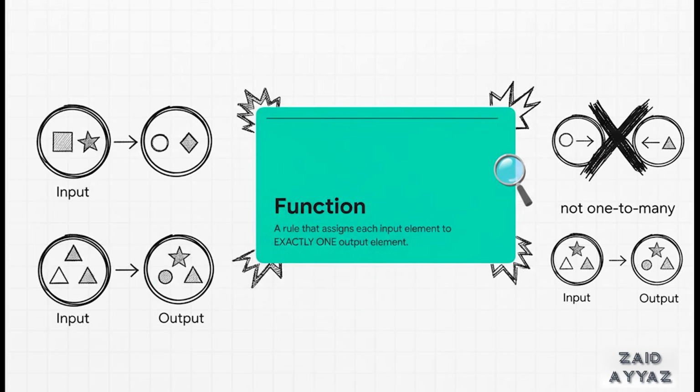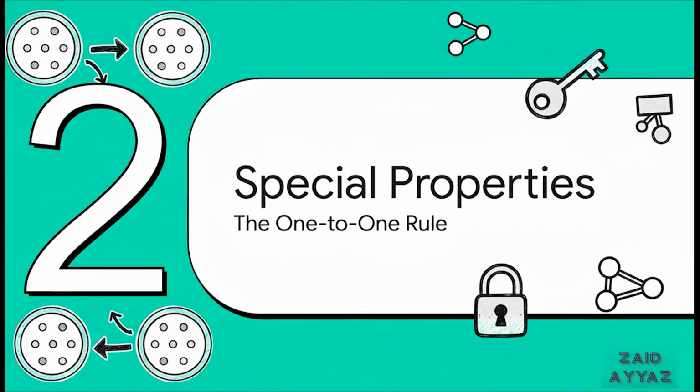And that brings us right to the official definition. A function is simply a rule that assigns each input to, and here's the magic phrase, exactly one output. You can't have one input going to two different outputs. It's a non-negotiable rule. So now that we've got the basic definition down, let's level up a bit. We're going to look at some special kinds of functions that have some extra, really powerful properties. And first up is what we call the one-to-one rule.